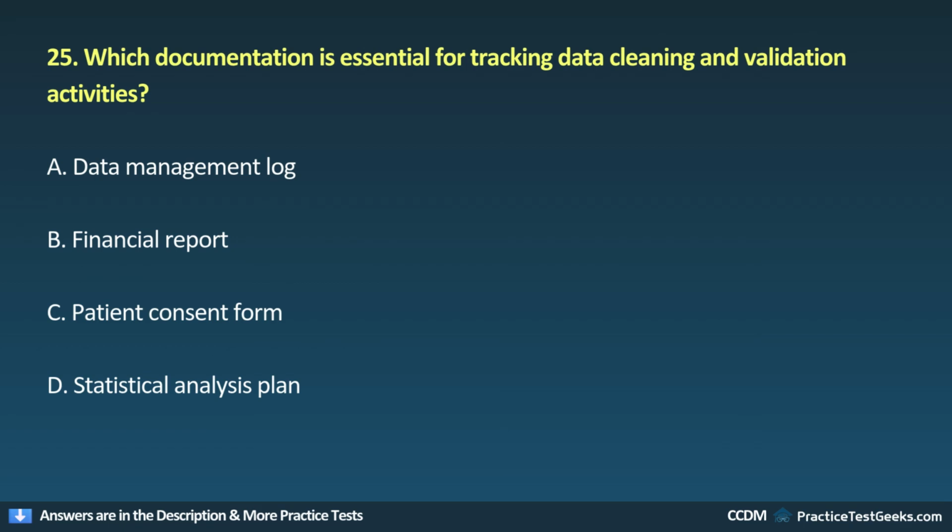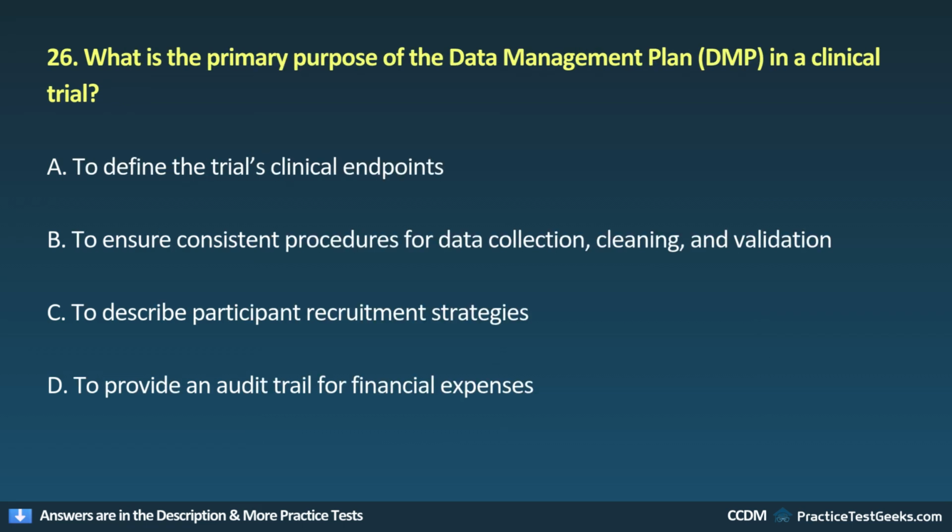25. Which documentation is essential for tracking data cleaning and validation activities? A. Data management log. B. Financial report. C. Patient consent form. D. Statistical analysis plan. 26. What is the primary purpose of the Data Management Plan (DMP) in a clinical trial? A. To define the trial's clinical endpoints. B. To ensure consistent procedures for data collection, cleaning, and validation. C. To describe participant recruitment strategies. D. To provide an audit trail for financial expenses.